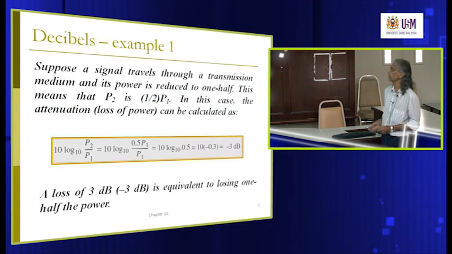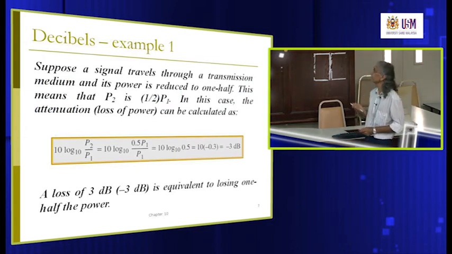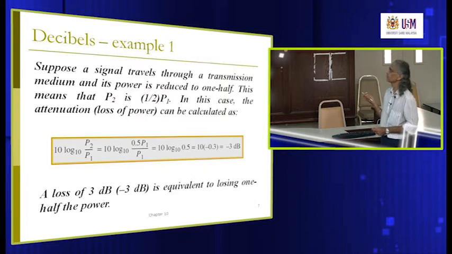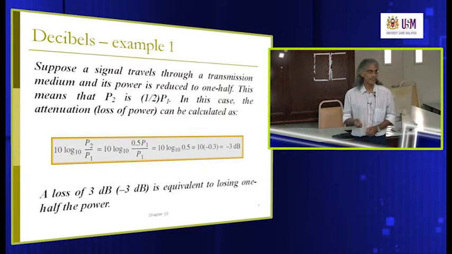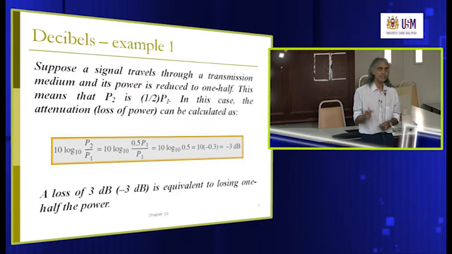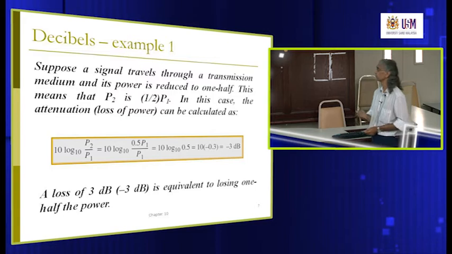So let's take an example. Let's say a signal travels through a medium and the power is reduced by half. The strength of the signal at P2 is one half of P1. After traveling some distance, the signal strength has been reduced by half. So how much is the attenuation? That's what we're going to calculate. What is the value in decibels?